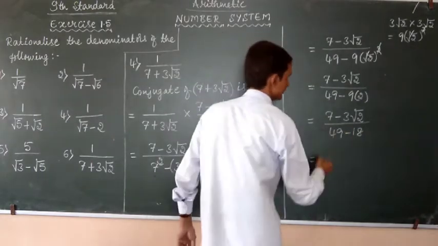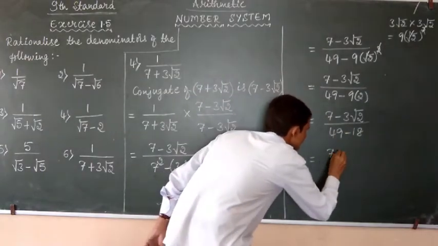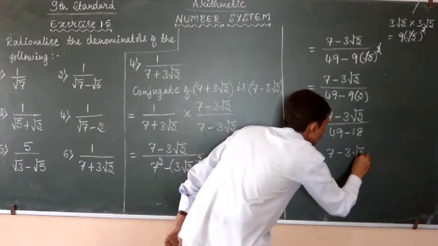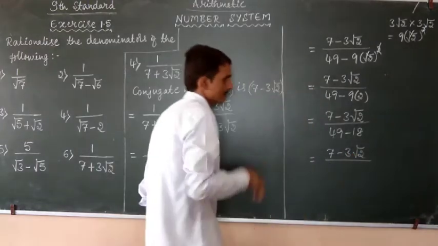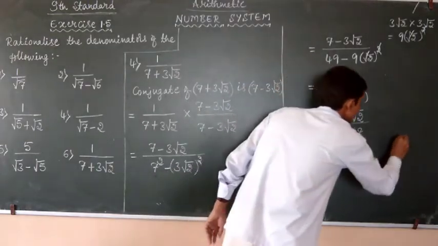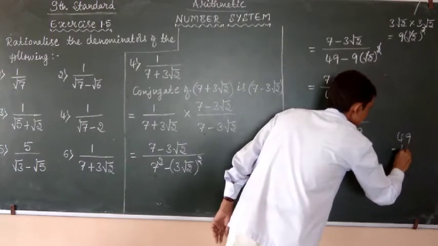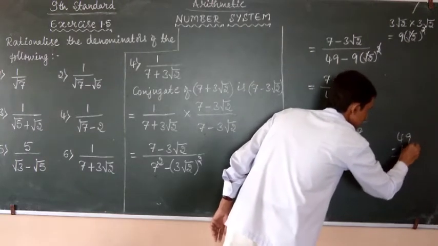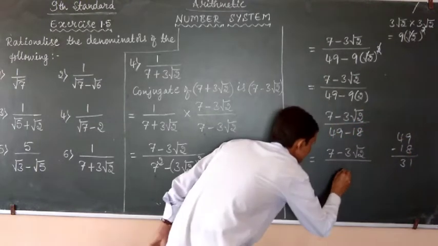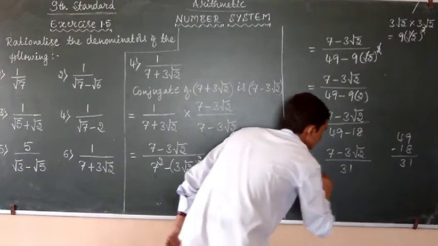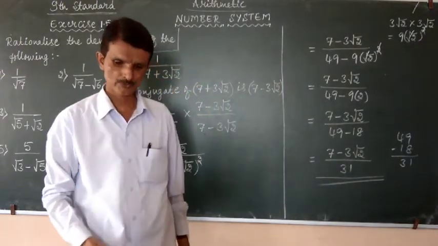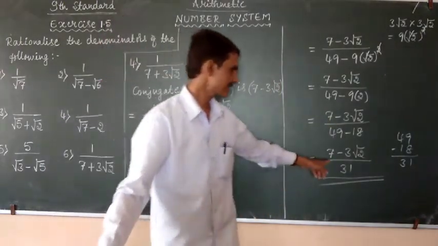So simplify the denominator. Write the numerator as it is, 7 minus 3 root 2, by 49 minus 18. So 9 minus 8 is 1, 4 minus 1 is 3. So it will be 31. The answer is 7 minus 3 root 2 by 31.